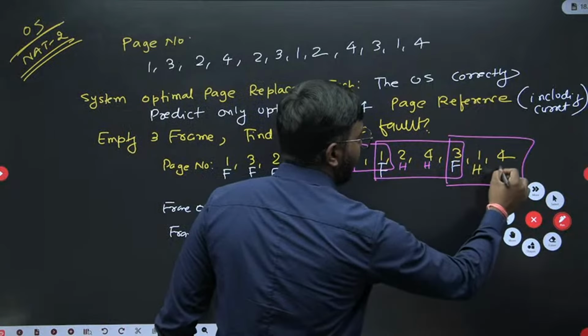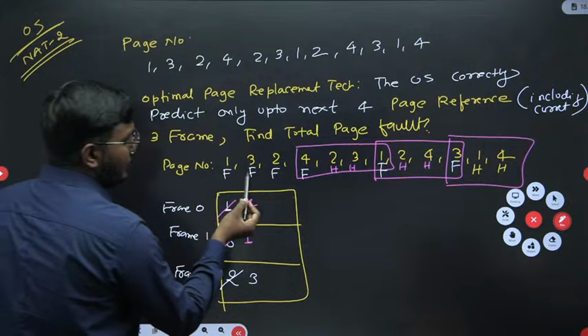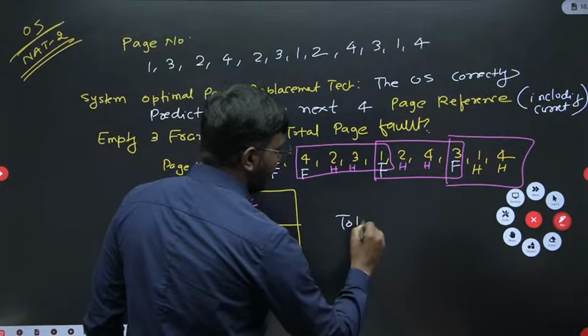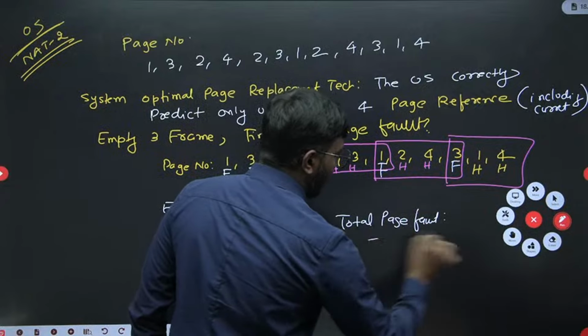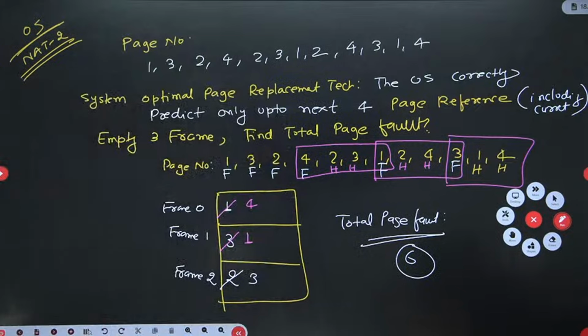The next will be hits only: this 1 is a hit and this 4 is also a hit. So the page faults are 1, 2, 3, 4, 5 and 6. The total page faults for this given problem is 6. Understood? Very good.